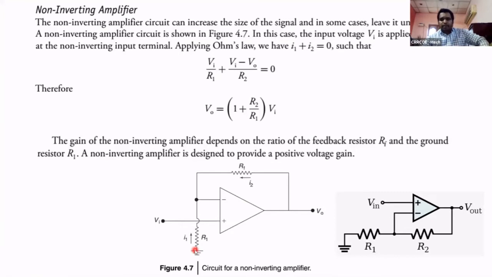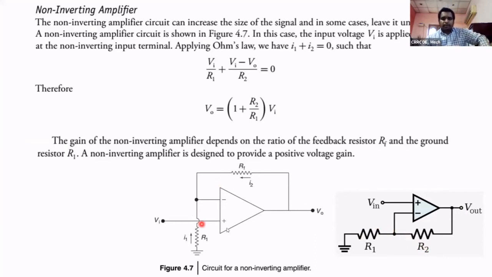Here you can see it in a better way. The input is given to the positive terminal and the negative terminal is grounded. This is the input resistance, and already I told you the feedback is always given to the negative terminal. If you give the feedback to the positive, it is unstable. That's why the feedback circuit is connected to negative. Here R2 is the Rf.